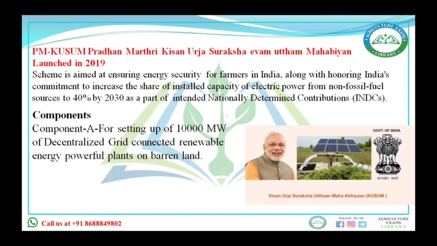When you talk about component B, that is for installation of 17.50 lakh standalone solar agriculture pumps. In component C, there is solarization of 10 lakh grid-connected agriculture pumps. There are various components of this PM Kusum, and there is financial assistance to various components that we will discuss when we study the schemes. Okay.